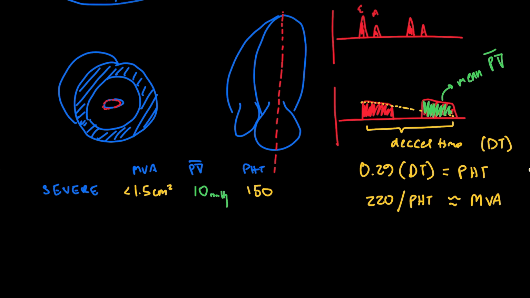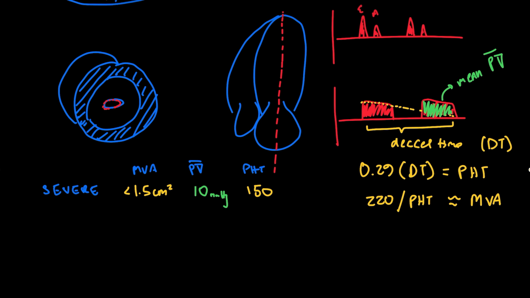millimeters of mercury. Now keep in mind that your mean pressure gradient does vary quite a bit as your heart rate changes. Why? As heart rate changes, systolic time is relatively preserved, but diastolic time can greatly shorten. And the less time you give for blood to fill the left ventricle, the higher your gradient's going to go. Right? 4v squared, the higher the velocity, the higher the pressure. All right, so that's severe mitral stenosis.